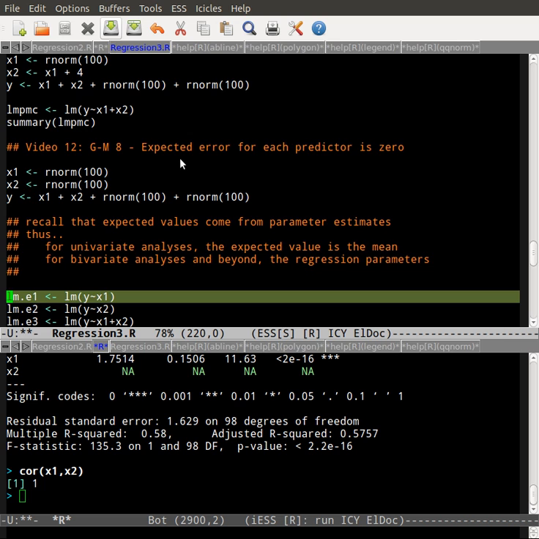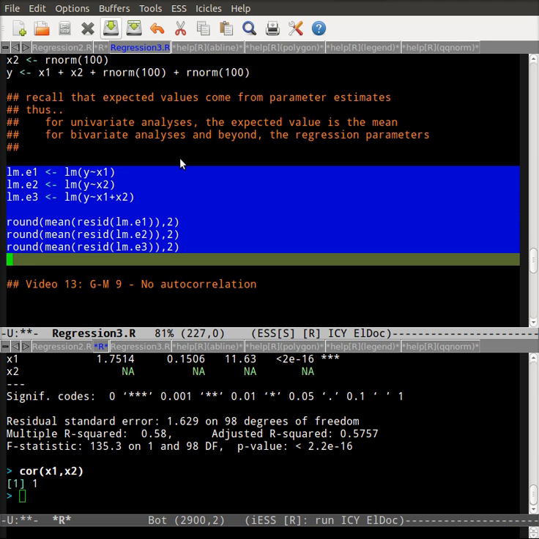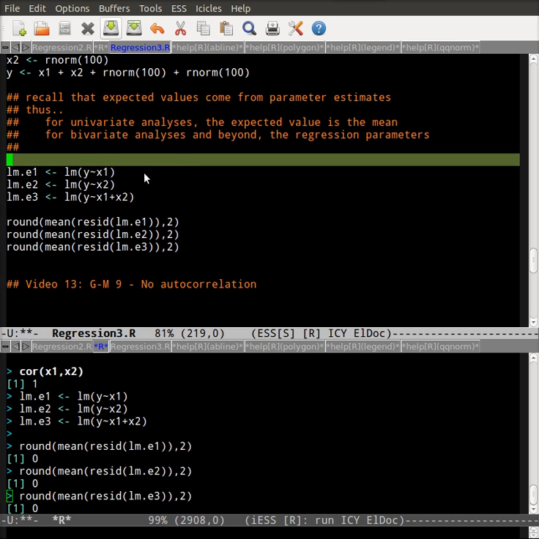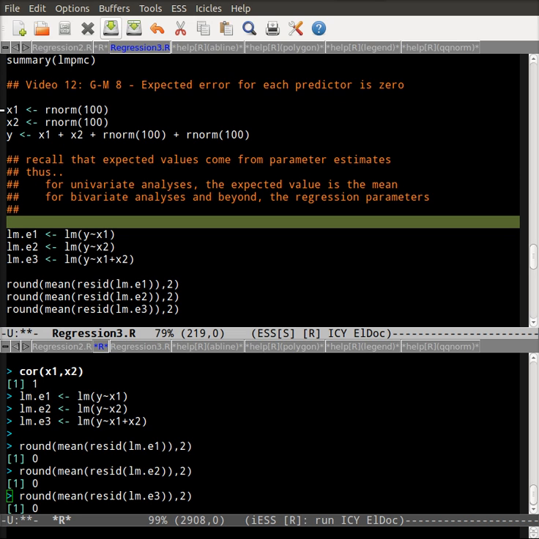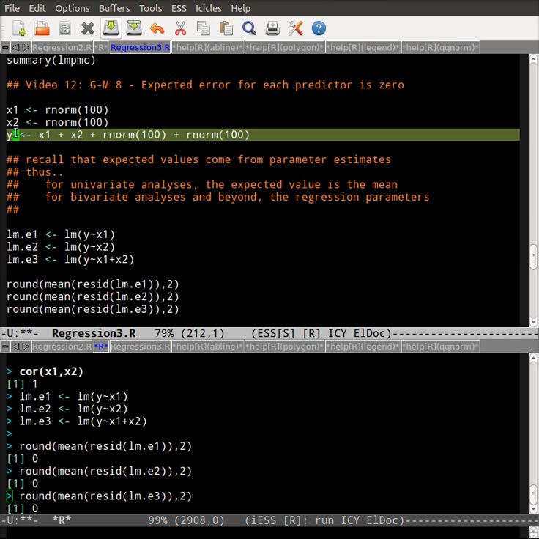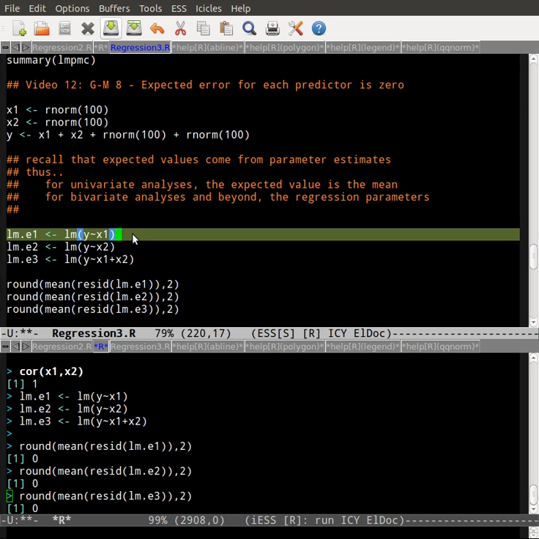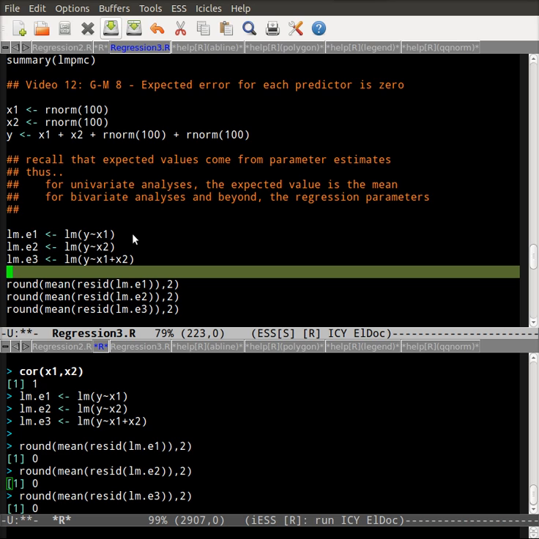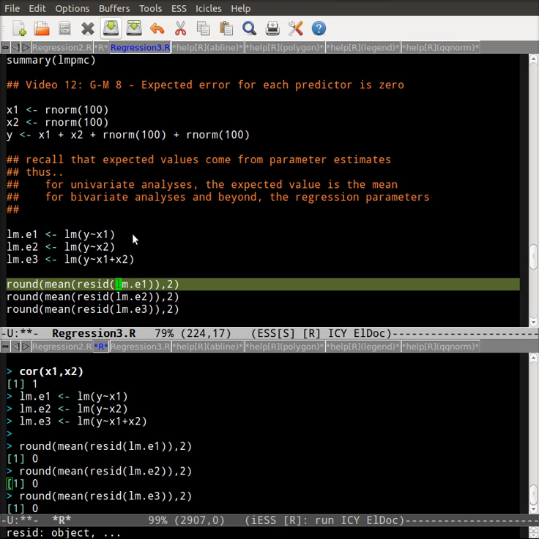Now, just to show you how that works out, I'm running my model. I've got 3 models where I created my 2 variables, my 2 predictors, x1 and x2, and then I have a y. So I create 3 linear models. The first one just has x1, the second one just has x2, and the third one has x1 and x2. And then I just rounded the mean residual, because if I don't round them, it has scientific notation, and it was something like 5 times 10 to the minus 17th.